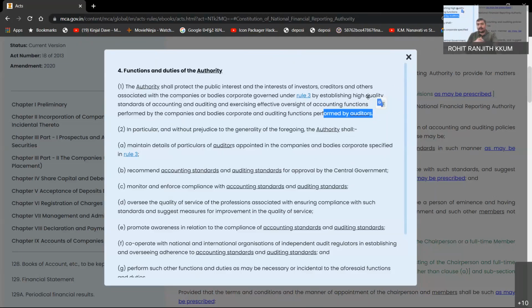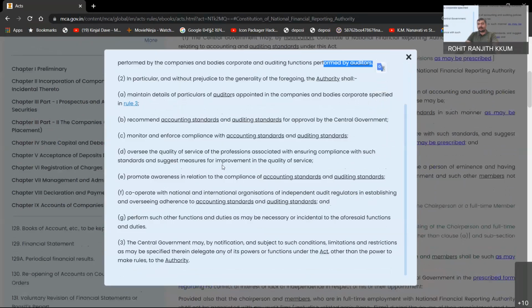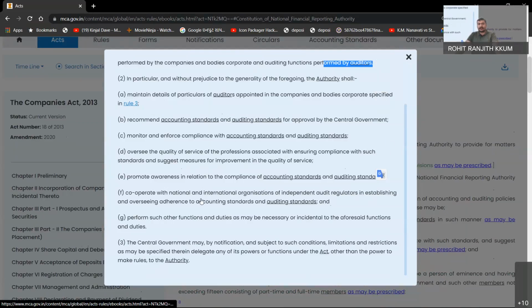Okay, are all of you clear with the functions, duties, and all that? Basically, it is about two things: it is about the professionals, and it is about making and complying with accounting standards and coordinating with international organizations. That's all. Hope the functions are clear in everyone's mind. Come on, you can type the word clear.